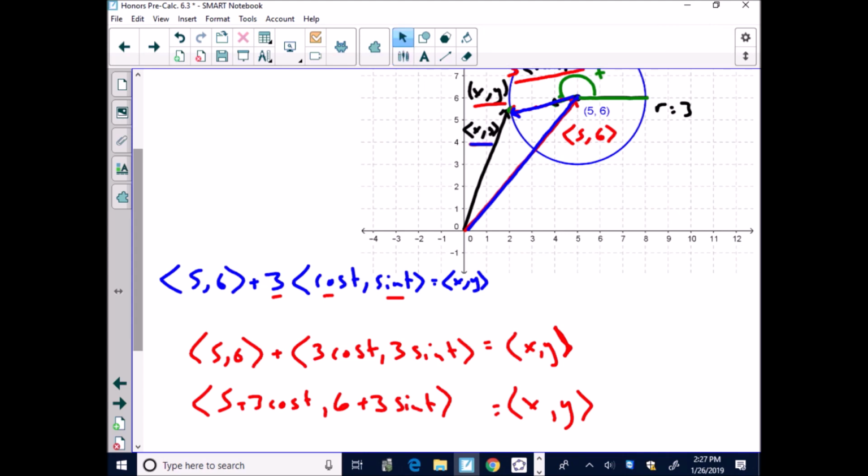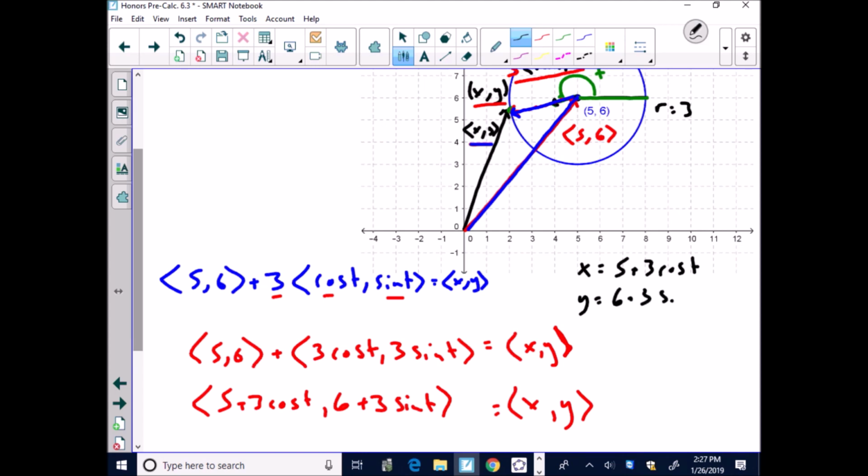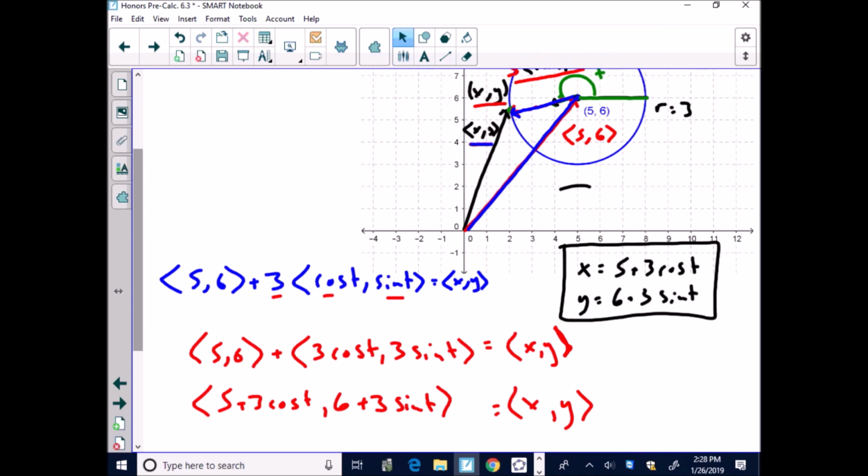And then right here, we've got our set of parametric equations as x equals 5 plus 3 cosine t, y equals 6 plus 3 sine t, right? And there's our set of parametric equations that will define our circle on the xy axis. So right here, what I want you guys to do is to give this a shot yourself.